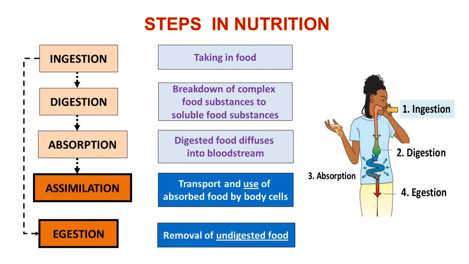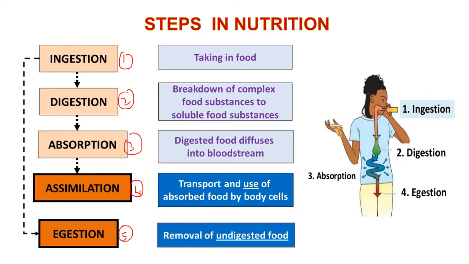Okay, so now let us go ahead to the next topic. Our next topic is what are the different steps in nutrition, right? If you observe carefully, there are 5 steps: ingestion, digestion, absorption, assimilation, and egestion. So these are the 5 steps of nutrition for any animal as well as humans.